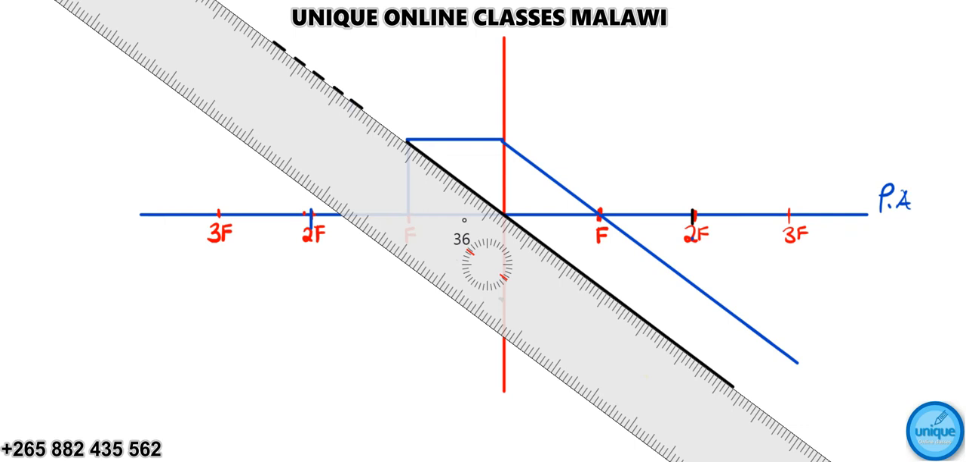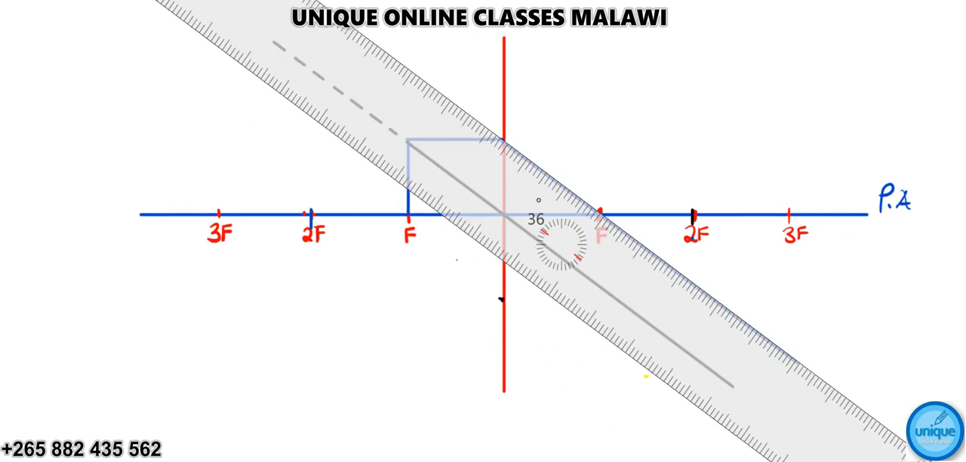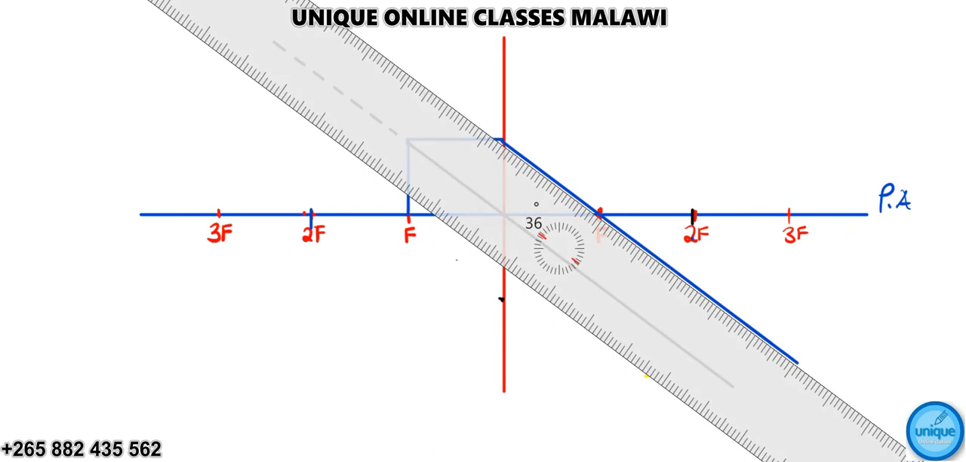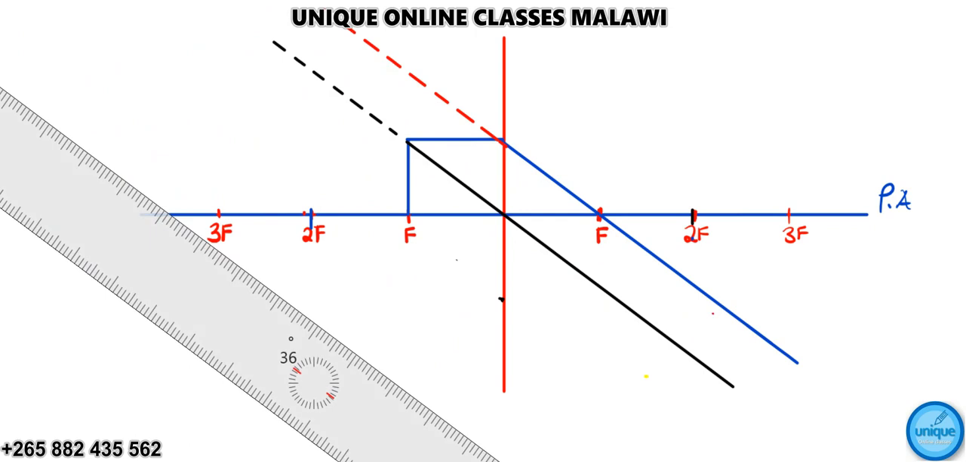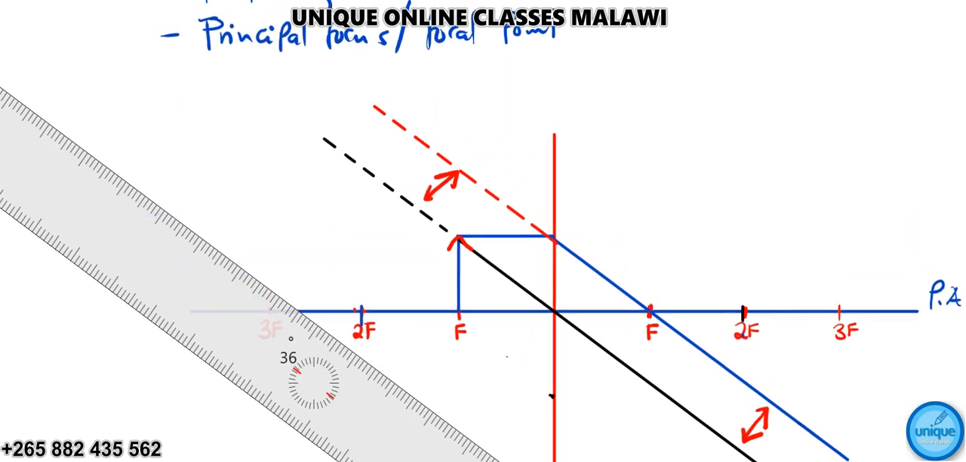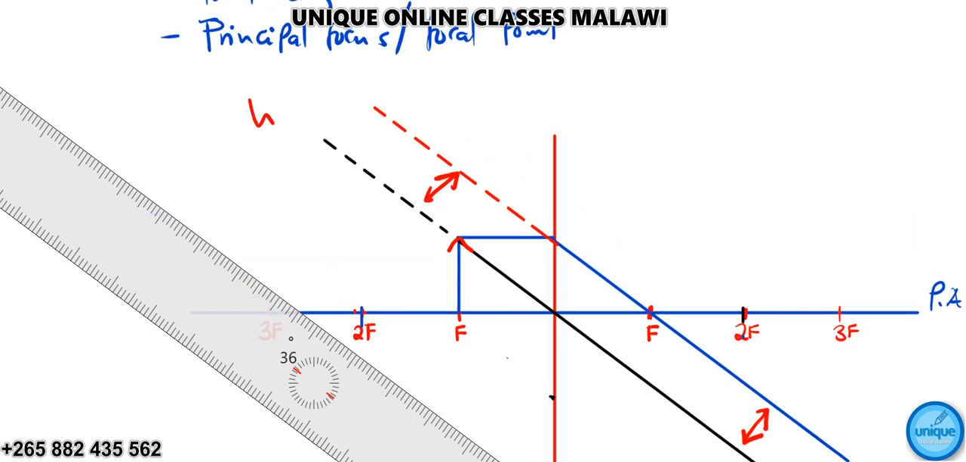These lines can't meet. You see what has happened there? You can see these lines cannot meet, they are parallel to each other. So what happens when we place an object at f? The answer is that the image is formed at infinity. We have infinity.